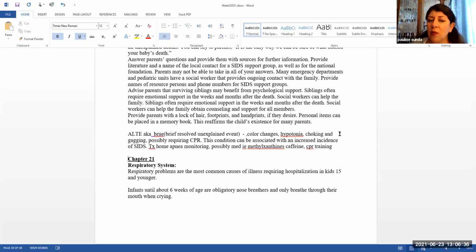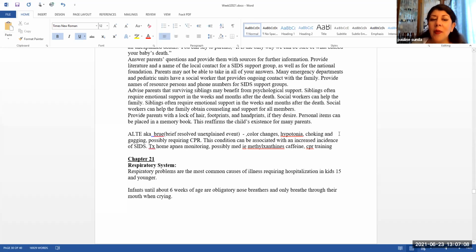So know that what the parents would report here is color changes, hypotonia, choking, gagging, and they may require CPR. This condition can be associated with an increased incidence of SIDS. The treatment is home apnea monitoring. They may also be given a medication like a methylxanthine or caffeine, and the parents need to be trained in CPR.